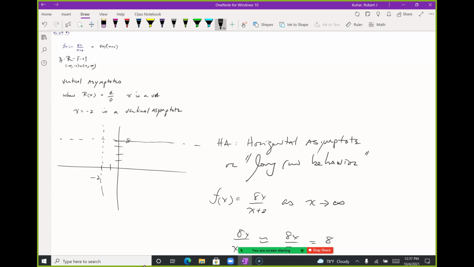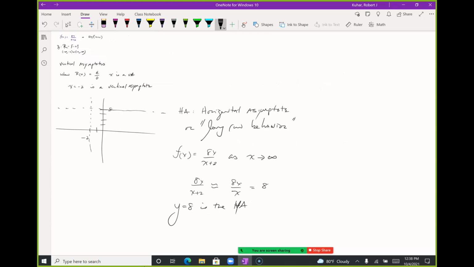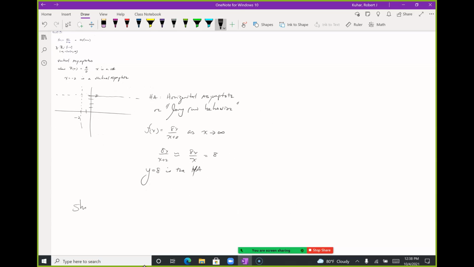Now, a function can cross a horizontal asymptote in the short run. So early it can cross, but in the long run it never crosses, okay? Now here comes short run behavior.